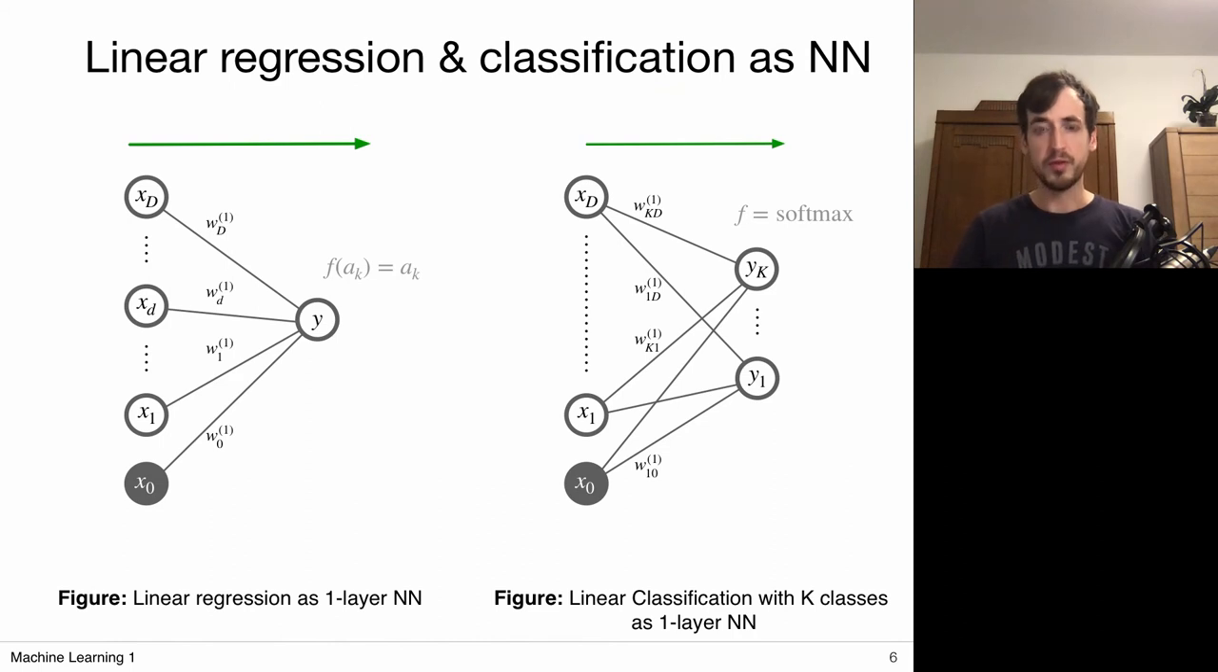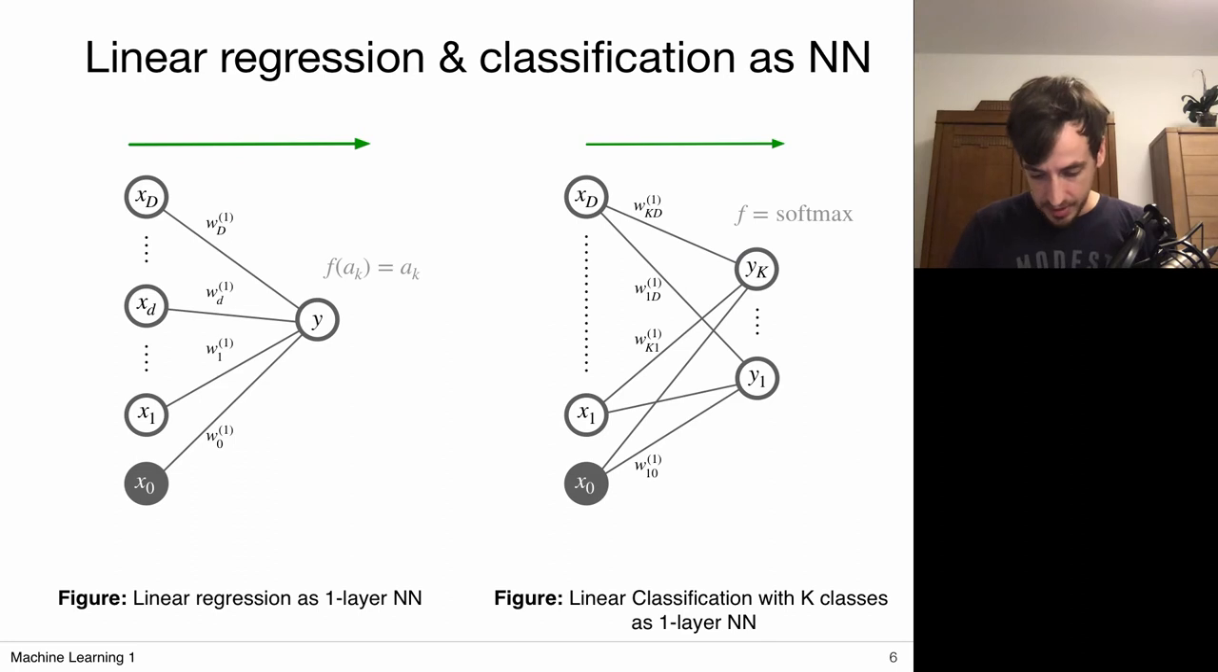Now let's familiarize ourselves a bit further with neural networks by considering types of neural networks that we actually already saw throughout this course. First of all, we already worked with one-layer neural networks. So these are just linear models, right? Or maybe generalized linear models. And we worked with them in the linear regression case.